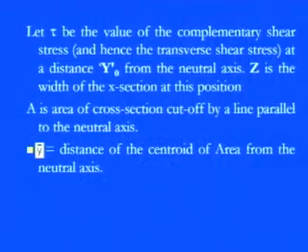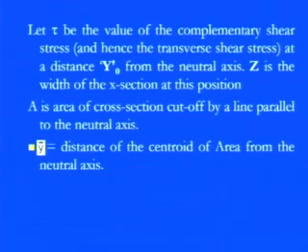A is the area in the cross section cut off by the line parallel to the neutral axis, and y bar is the distance of the centroid of the area from the neutral axis. So these are some of the geometrical parameters which can be analyzed for any kind of numerical problems. Here tau, the complementary shear stress, is always induced in that kind of structure whenever shear forces or bending moments are there.